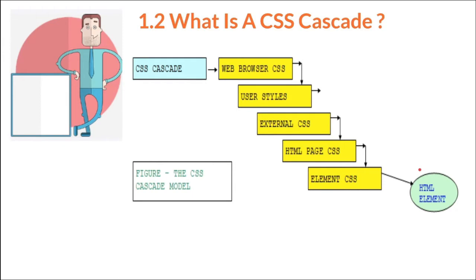So that means starting with your HTML element, the first rule that's going to be applied is the element CSS, and if there's no element CSS, then the next level that will be applied will be the HTML page block CSS, and the next level up will be the external file CSS, and then the user default styles in the web browser, and finally the web browser system default styles, which come with the web browser when it's installed.